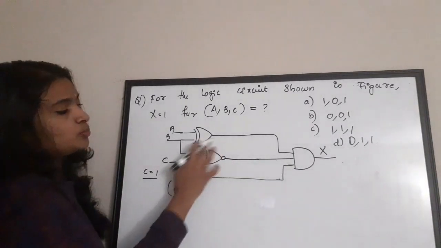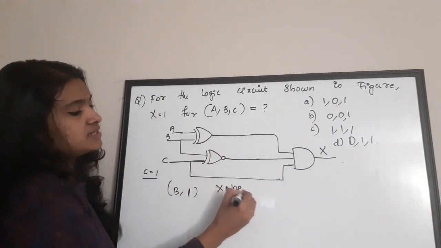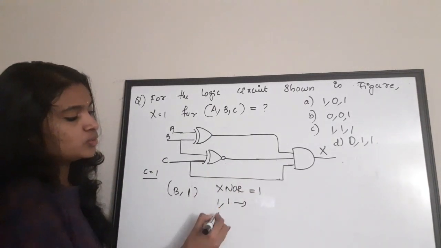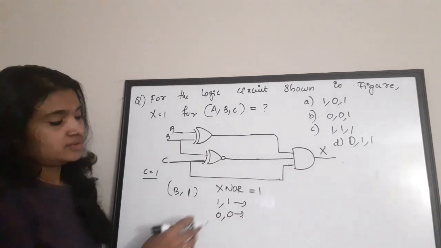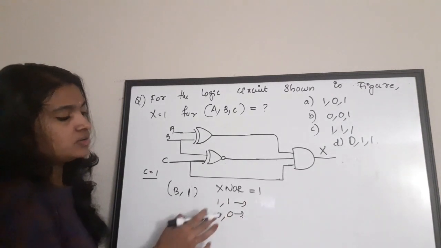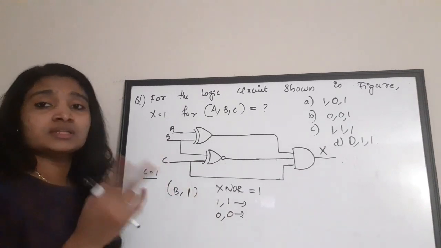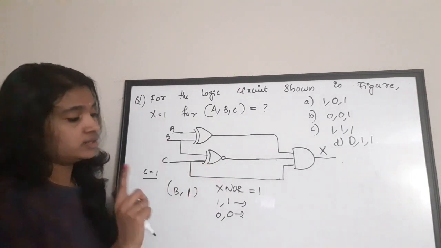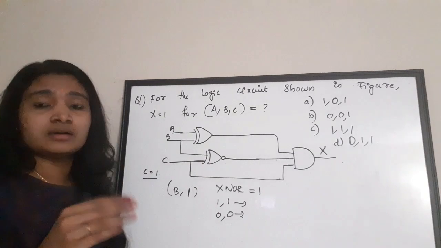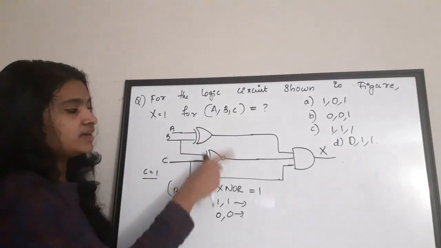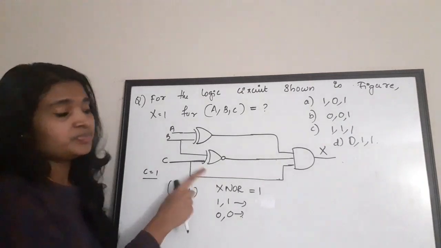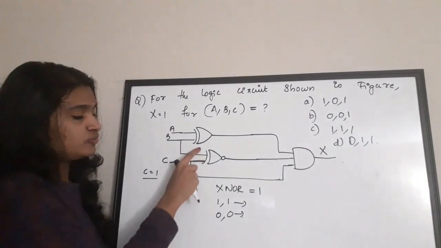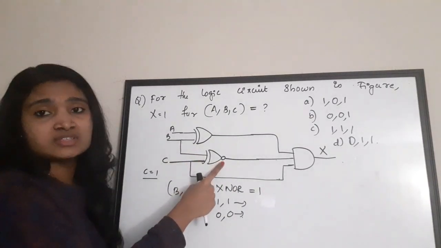We know that the output of XNOR is equal to 1 when both the inputs are 1 or both the inputs are 0. That is, either both the inputs should be 1 and 1 or both the inputs should be 0. That is, when both the inputs are the same, the XNOR gate gives a 1. So, if you have trouble in this, just pause the video and look back. I have explained this while explaining the XNOR gate. So, C is 1 means B should also be 1, because only if both the inputs are 1, the output of XNOR is 1.